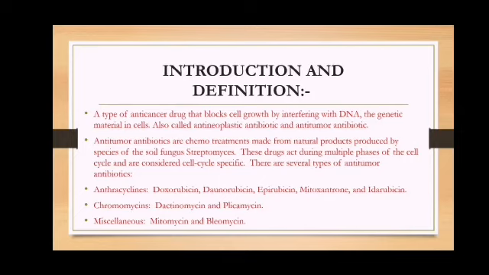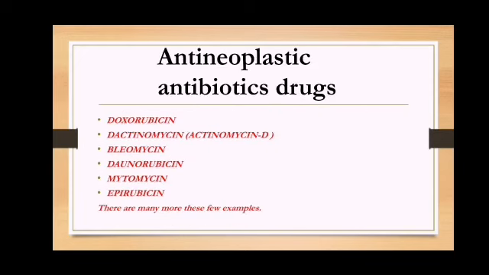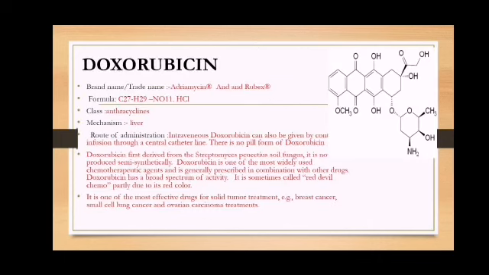There are several types of anti-tumor antibiotics, which are anthracyclines, chromomycins, and miscellaneous ones. DOXORUBICIN, DAUNORUBICIN, epirubicin, mitoxantrone, and idarubicin are the examples of anthracyclines. Chromomycins include DACTINOMYCIN and BLEOMYCIN. Miscellaneous ones include mitomycin and bleomycin. Now these are some drugs of the antineoplastic antibiotics.